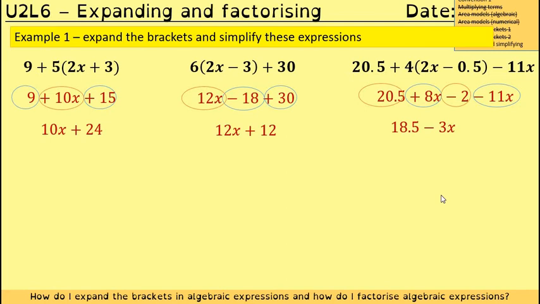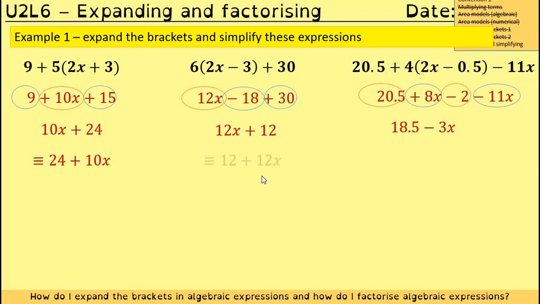So these are our answers to the 3 questions, but you may have got slightly different answers. So for the first one, you may have actually collected your numbers first and got 24 plus 10x, and that's absolutely fine. Because remember, we can just rearrange expressions by using bubbles, and if I put bubbles around 10x and plus 24 and switch the order around, I get an identical answer, so it's absolutely fine to do that.